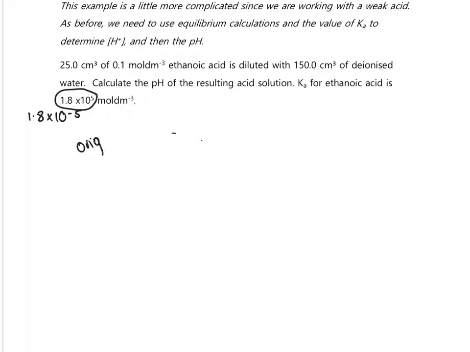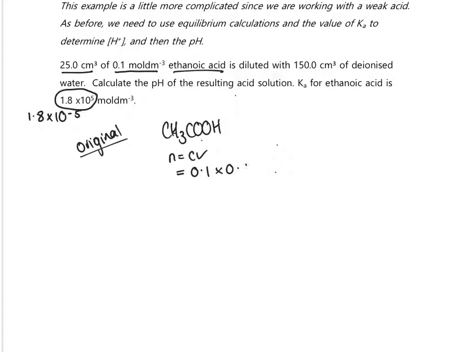so in my original solution of acid, this is talking about ethanoic acid. So in the original solution of acid, I need to work out my number of moles. The first step is the same. So the number of moles is the concentration times the volume, which the original concentration is 0.1, and the volume is 25 centimetres cubed, which is 0.025 decimeters cubed. That gives me a number of moles of 0.0025.